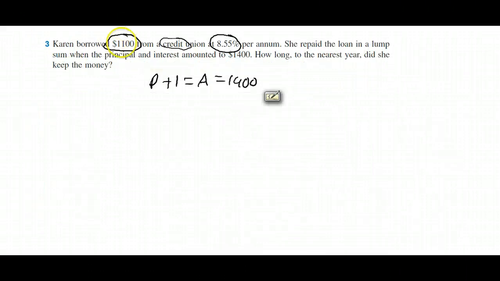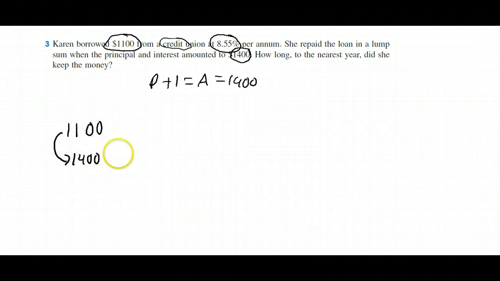Okay, this question we've got $1,100 that's been borrowed from a credit union at the interest rate of 8.55% per annum. Karen repaid the loan in a lump sum when the principal and interest amounted to $1,400. How long to the nearest year did she keep the money? So she originally borrowed $1,100, and once it turned into $1,400, then she paid it all back. Obviously there's been a gain of $300 in that time. That's the amount of interest that was added on to the original debt to get to $1,400.